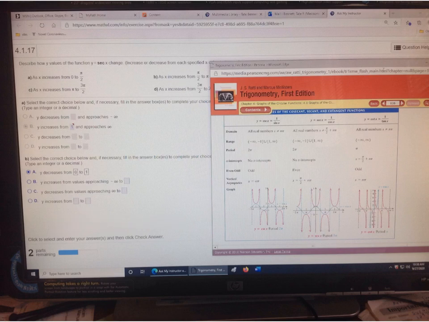Hopefully you see how, looking at the graph, you're supposed to answer this question. If you read through this book, they build up to these graphs. They show you how to get them. Hope this helps.